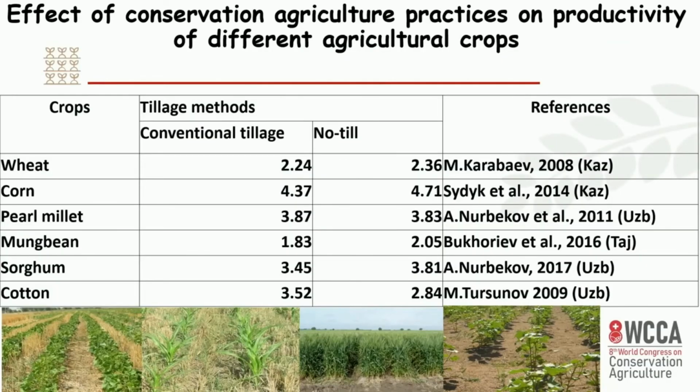So then we talk about the literature review, the effect of conservation agriculture practices on productivity of different agricultural crops. In all cases we reviewed, the no-till technology is mostly giving higher yield compared to conventional technology, except only cotton. So it means there is a good potential for conservation agriculture.